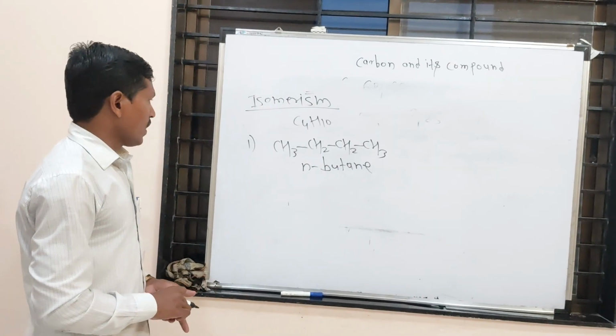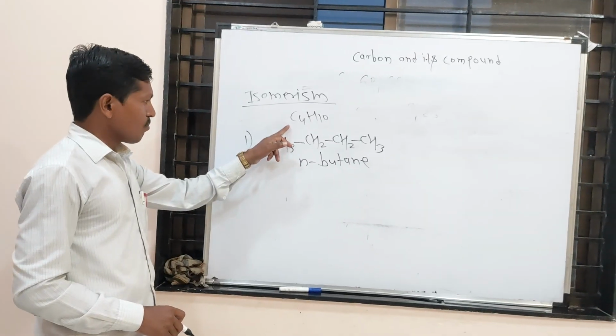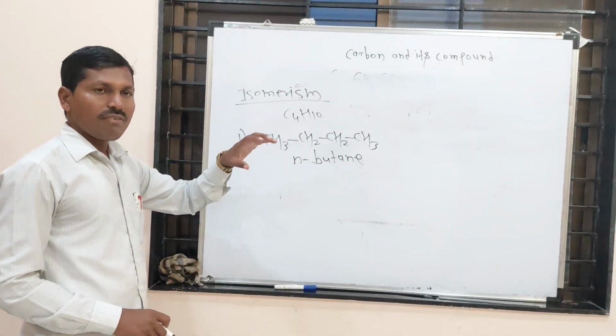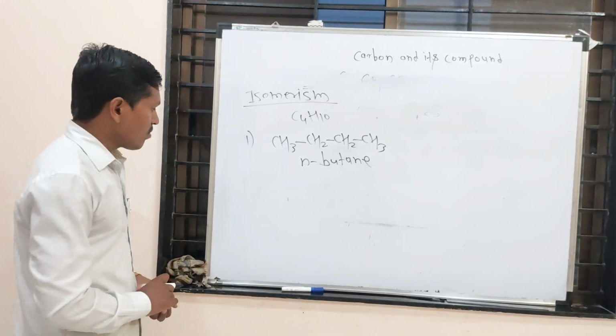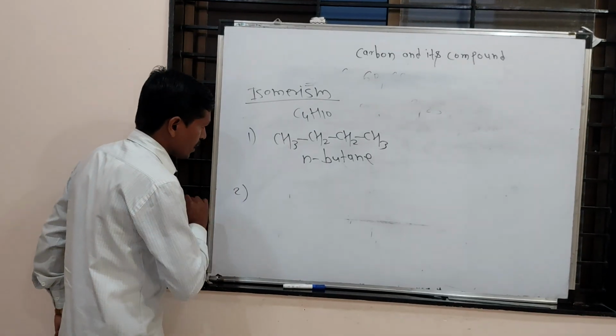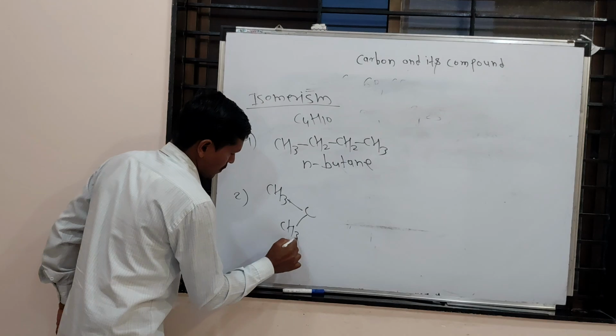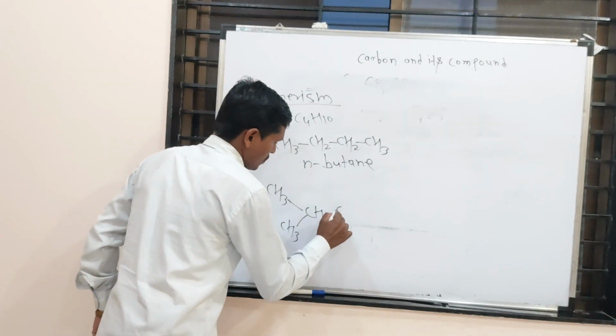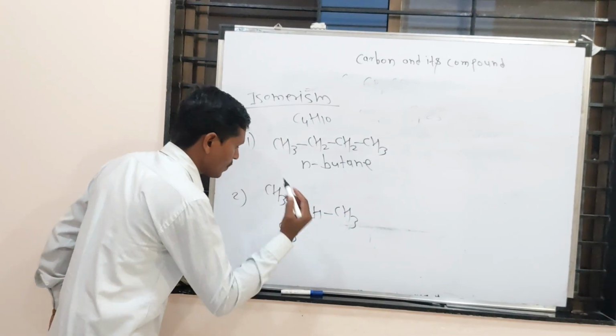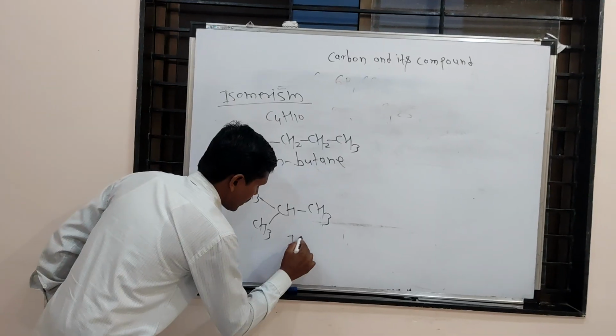Now you see, what I will do here, I will keep the same molecular formula, but this n-butane I will arrange in a different way. So how will I arrange? For example, you see CH3, CH, CH3. So this is called isobutane.